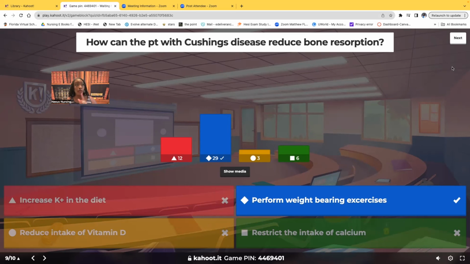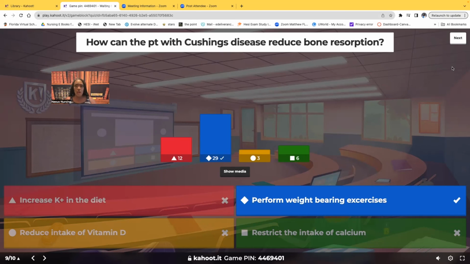By the way, guys, there's a difference between resorption and reabsorption. That one letter, the A, makes a big difference. So when we talk about bone resorption, that's to let go of. We're getting rid of the calcium in the bone, right? Bone reabsorption is to take back in. So there's a difference. The patient with Cushing's can have bone resorption, which can cause breakdown of the bone. It can cause osteoporosis. So how can we prevent this? By weight-bearing exercises.